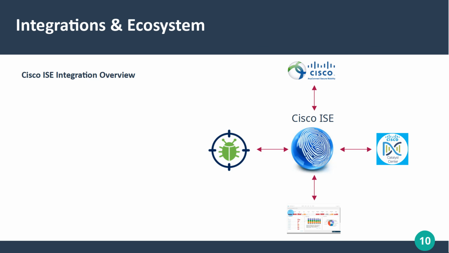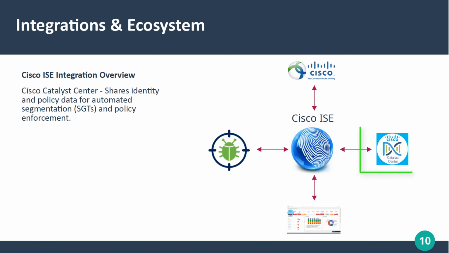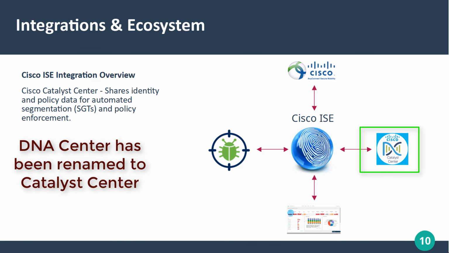Next is the integration and ecosystem. So what integrates with Cisco ISE? Cisco ISE integrates with Cisco and third-party tools to deliver unified access control, visibility and threat response. So looking at the first one, Cisco DNA Center. ISE shares identity and policy context with DNA Center, and then DNA Center uses this information to enforce segmentation and respond to threats by adjusting access dynamically.